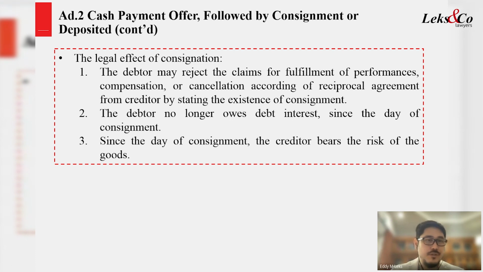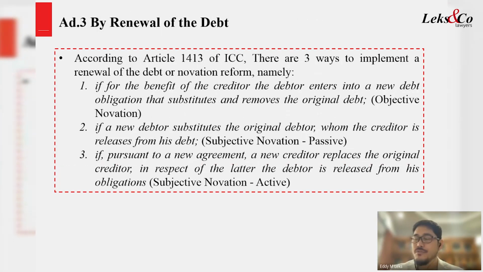Okay, let me continue now. The third point is renewal of debt. This is what we call novation. There are three ways to implement a renewal of the debt or novation: the objective novation, and the subjective novation, passive and active.